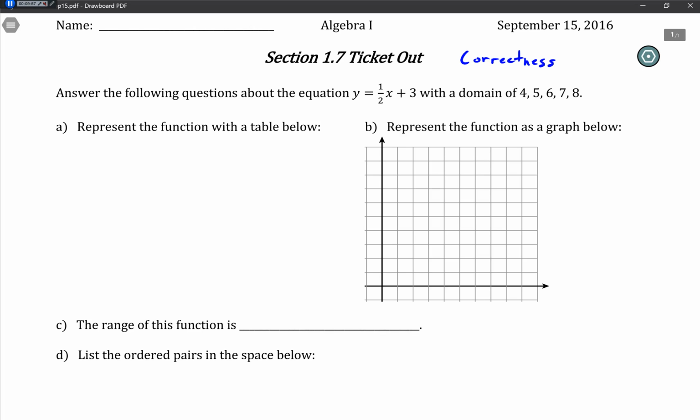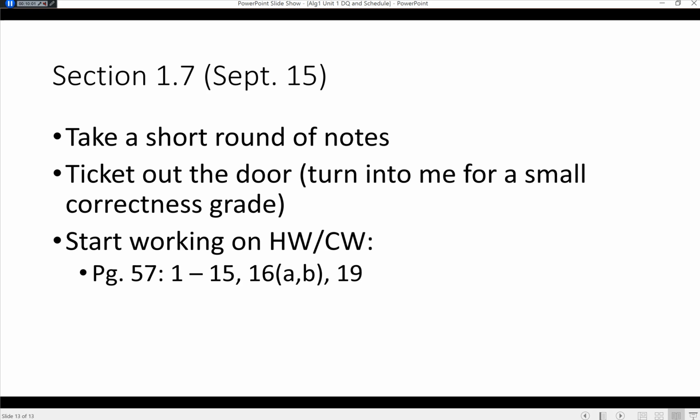When you are done with the ticket out the door and you have turned it in, you can start back on the homework/classwork. The reason I've called this homework/classwork is because it is classwork for today. You can work on it for today. I will give you more time to work on it tomorrow, but there will be an additional assignment tomorrow. And then if you don't get this done in class, it is due on Monday when I get back.